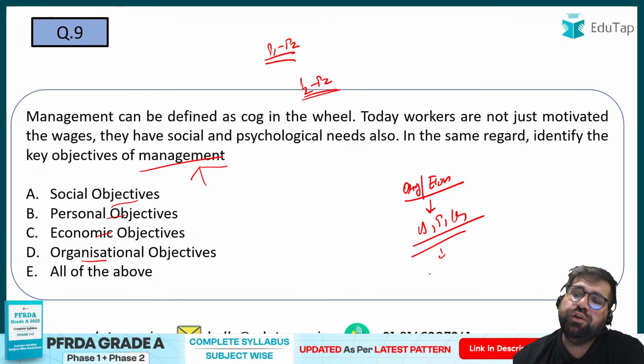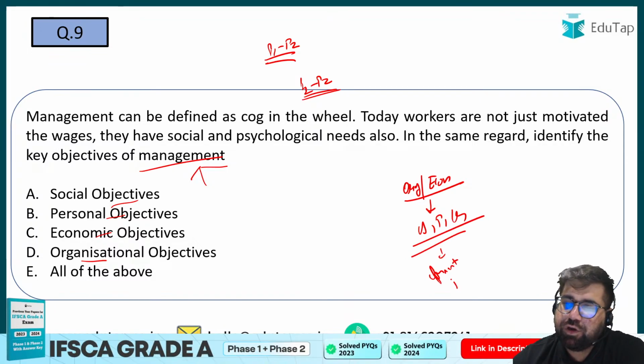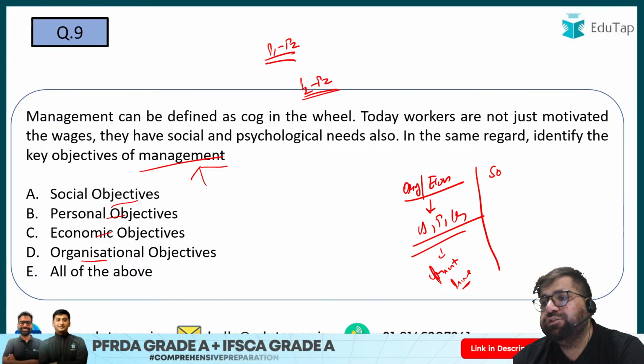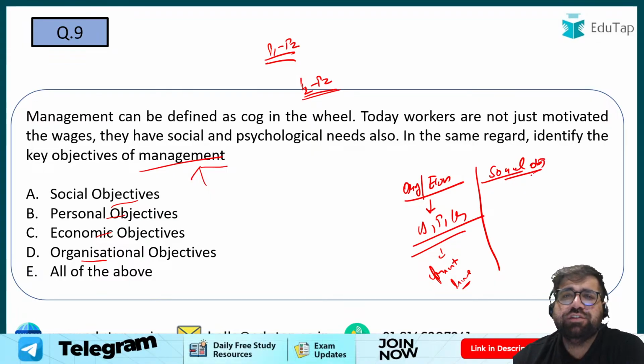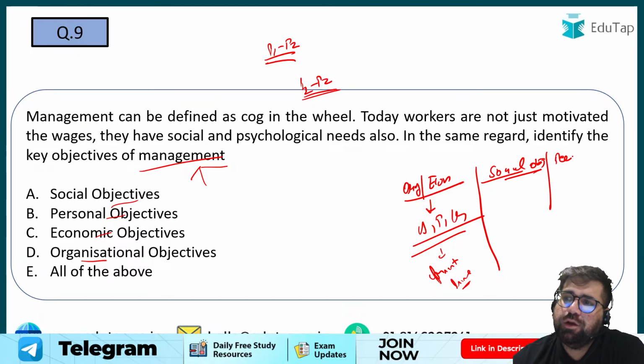Okay, these are also known as frontline goals. Then you move to the second objective, which is social objective. In social objective, you try to do what? You try to help the society in the best manner as possible. And then comes your personal objectives.